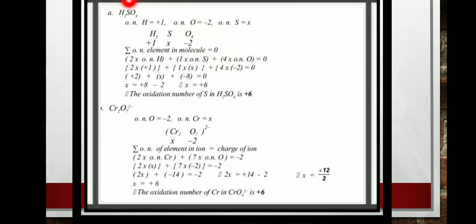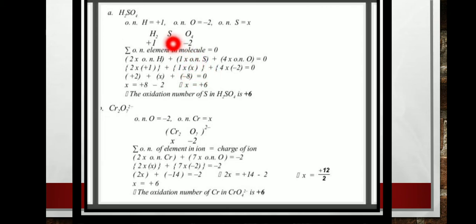For example, H2SO4. Hydrogen oxidation number plus 1. Oxygen oxidation number minus 2. Sulfur is to be found. Therefore, consider sulfur equal to X. Hydrogen oxidation number plus 1, sulfur X, oxygen minus 2. 2 into plus 1, plus 1 into X.